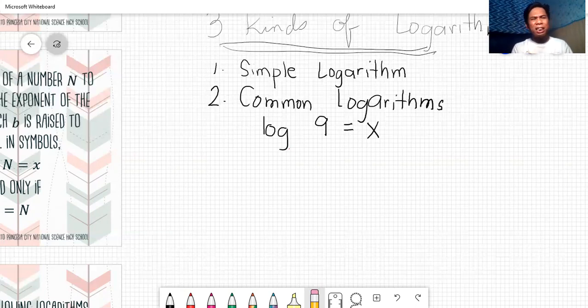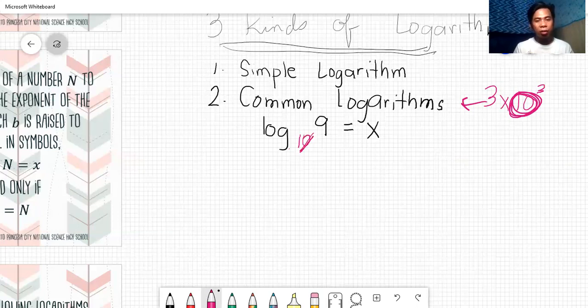Why is it called common logarithm? Because it's common in scientific notation. Remember, if we write scientific notation, it is in base 10, in the power of 10. Let's say, for example, we have 3 times 10 raised to 3 or raised to 4. The 10 here is useful in common logarithms. That's the reason it's called common, because of the 10 here, which is actually omitted. It's not written because it's considered.